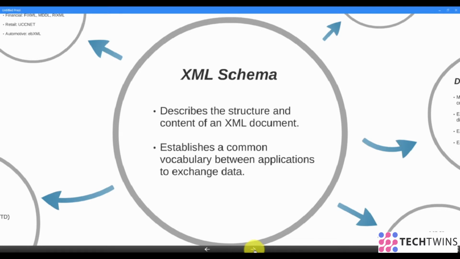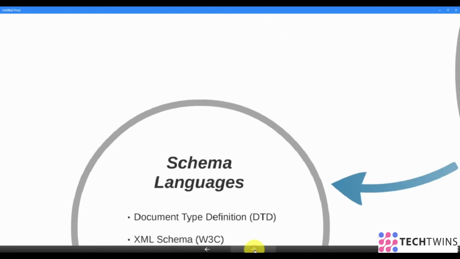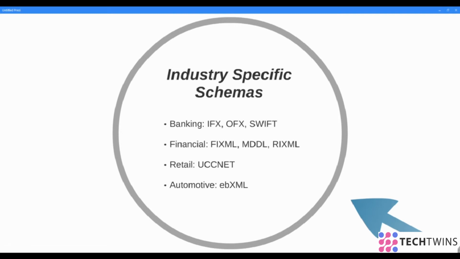There have been many XML schema languages developed to express specific models. These include Document Type Definition, or DTD, and XML Schema. Many industries have developed their own standard for data exchange using XML. These schemas are constantly evolving to meet business needs.